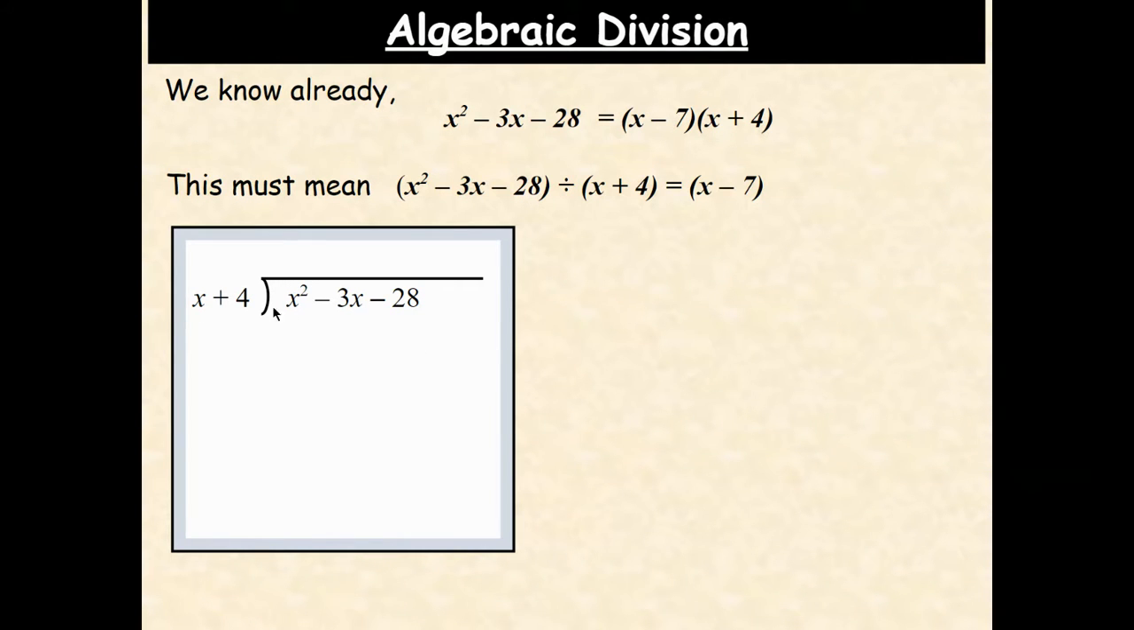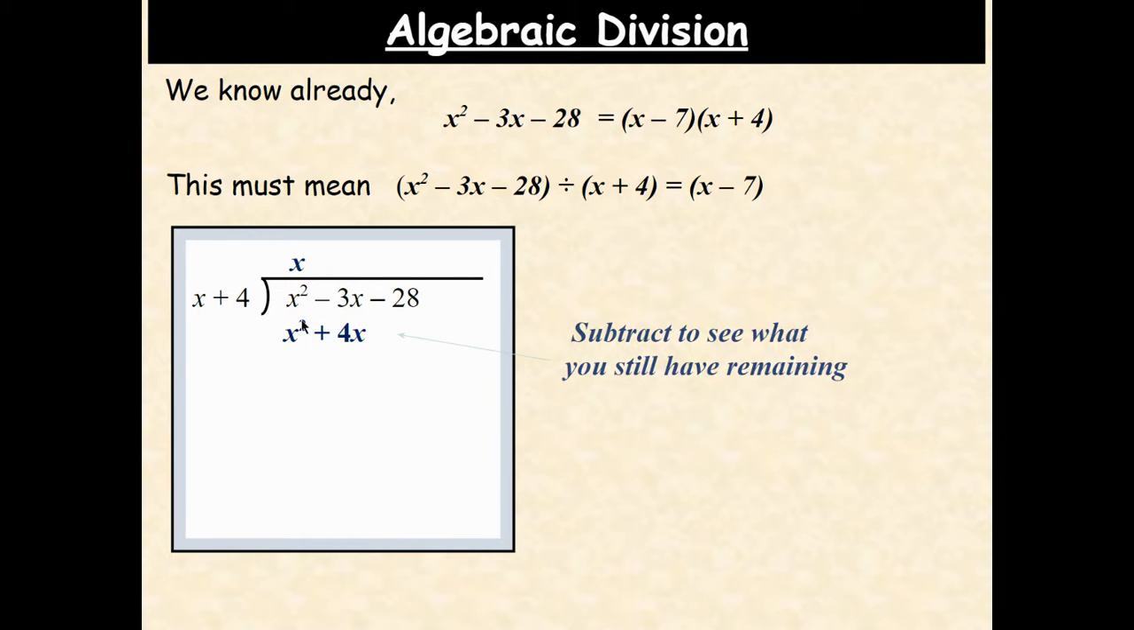division. x into x squared: x squared divided by x is x. So the same as we did with our numbers, x times (x plus 4) is x squared plus 4x. We then subtract this from x squared minus 3x to get our remainder. So x squared minus x squared is 0. Negative 3x minus 4x is negative 7x, and that gets put onto our negative 28.